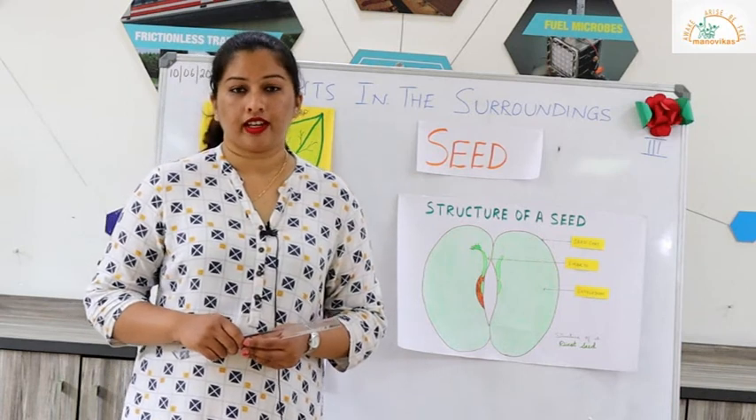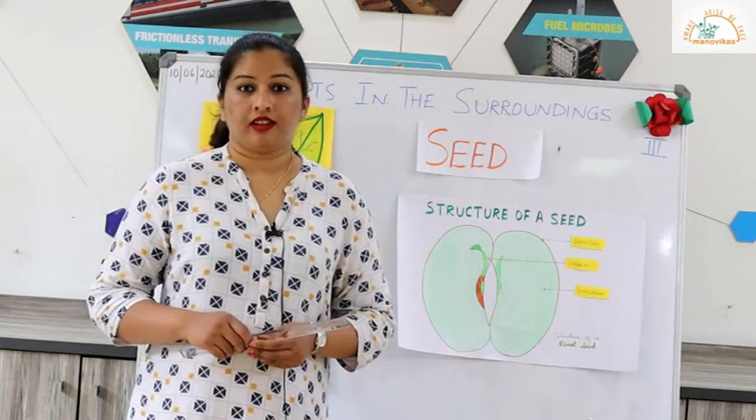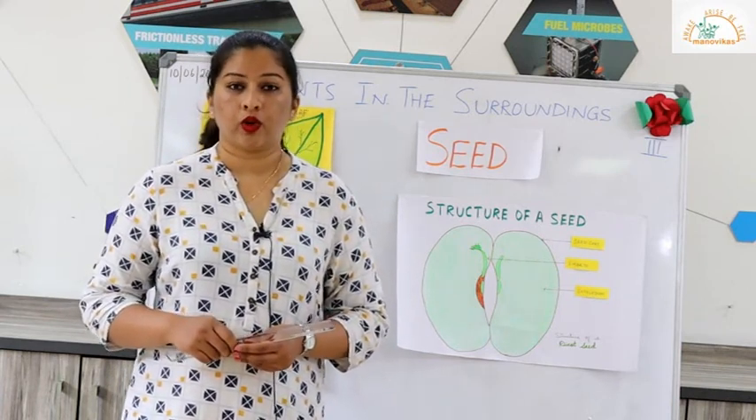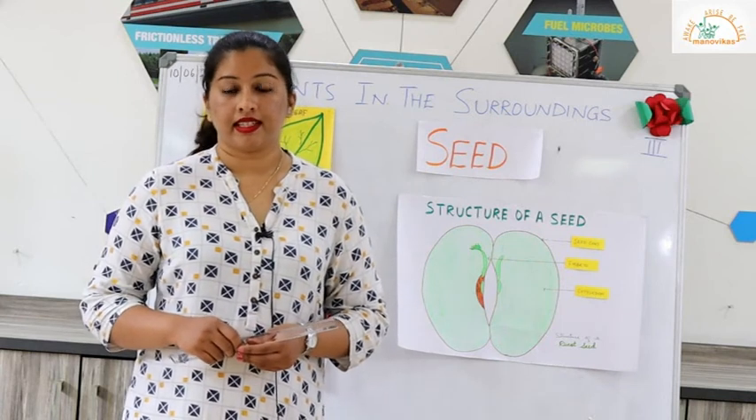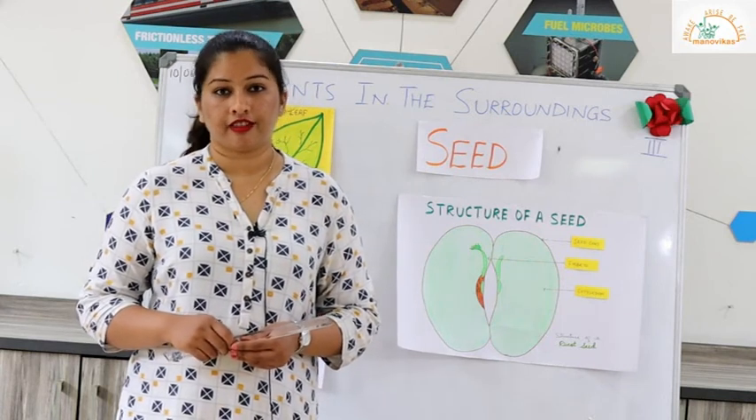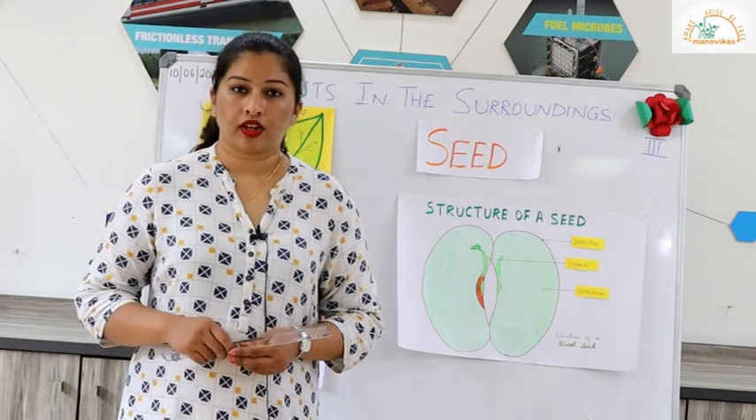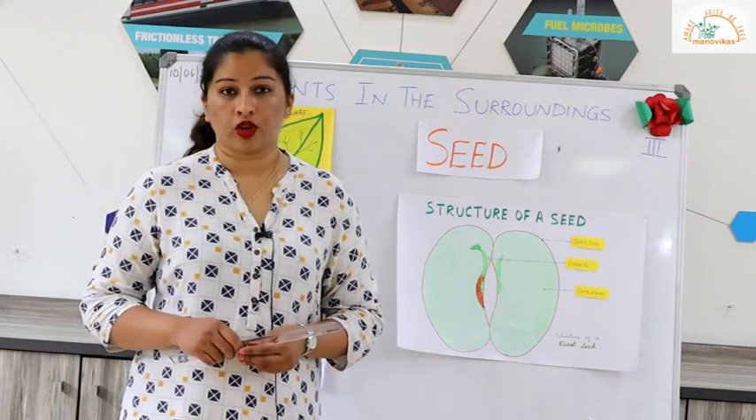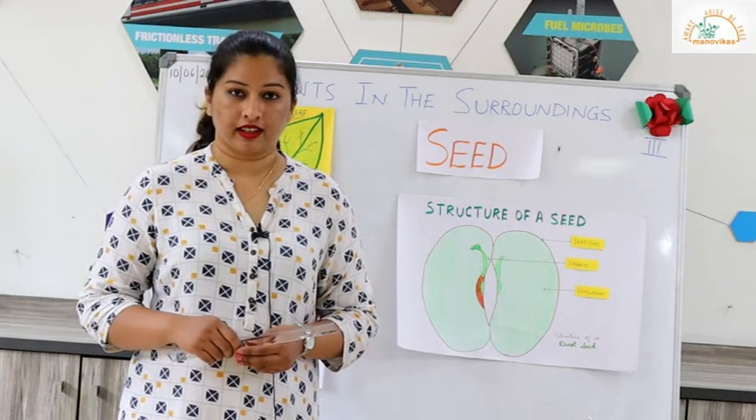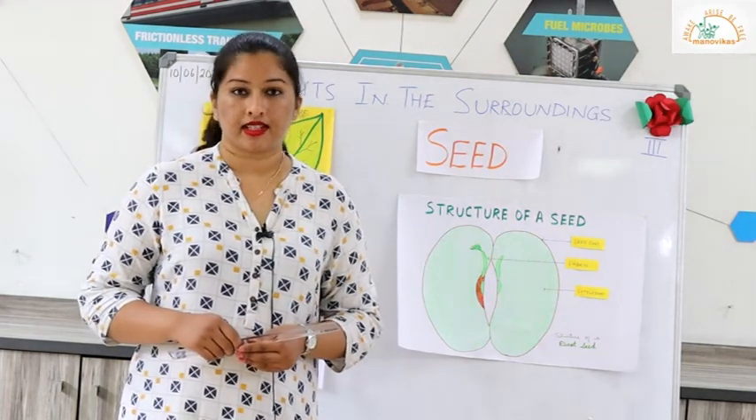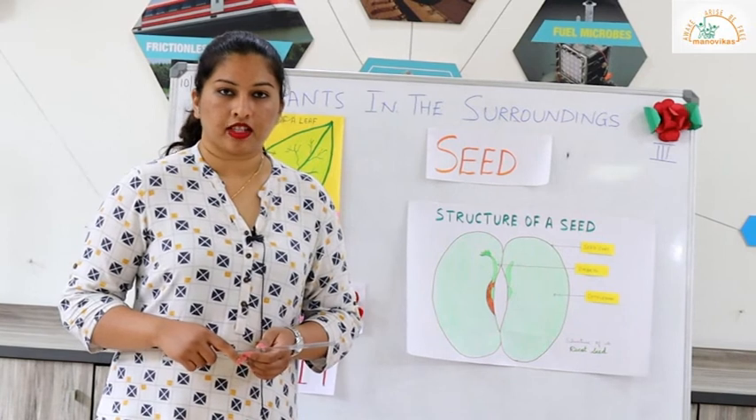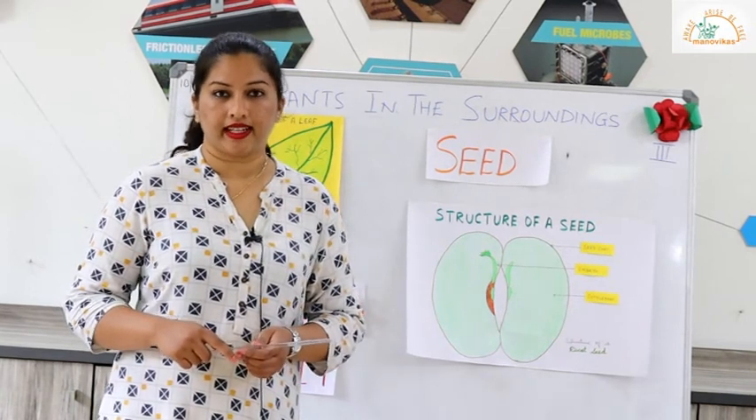Now we need to take care of plants. The first thing you can do is grow a lot of plants. See that you put manure and fertilizers so that the plants may grow. See that you water the plants daily. If you do not water the plants, they will die. Keep the plants in sunlight. We should protect plants from pests and other small insects.